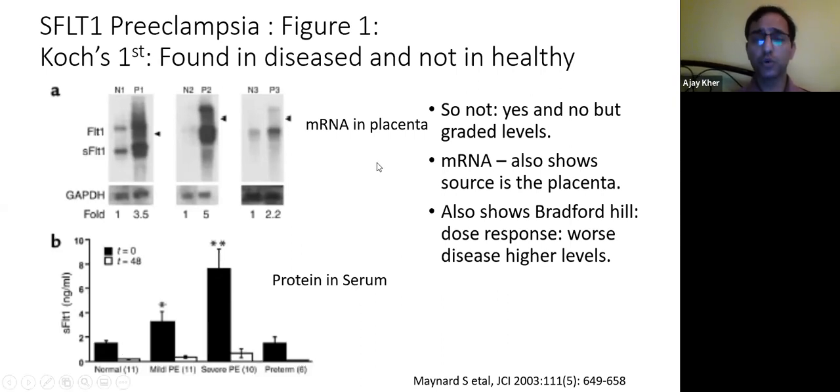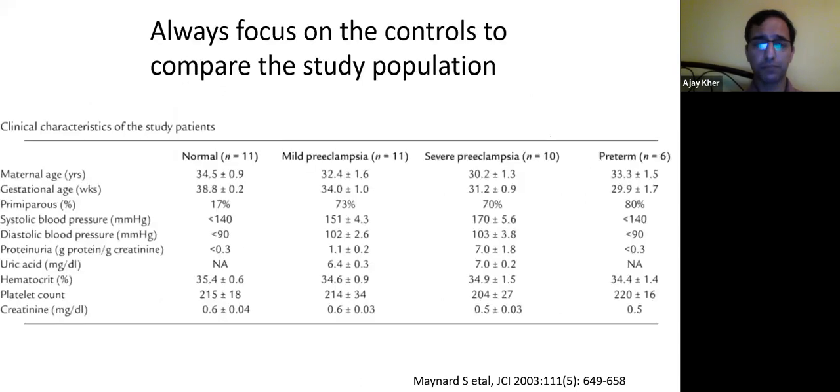So what they're trying to show you is not only that this is yes and no, but that this is graded levels. The higher the disease, the higher the sFlt1. And the mRNA data shows that the source of the protein in the serum is actually the placenta. So they're trying to prove that the placenta is the source of the sFlt1. It also shows the Bradford Hill dose response: worse disease has higher levels. So they're showing a little bit of that in this as well.